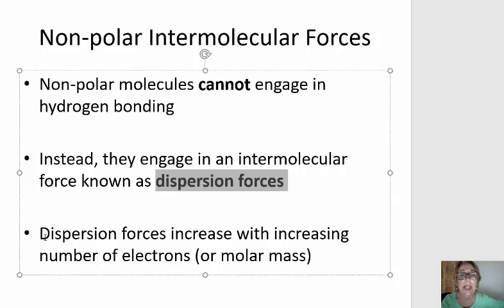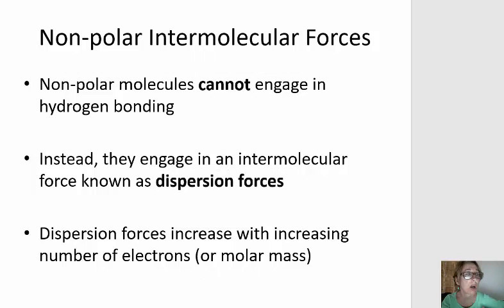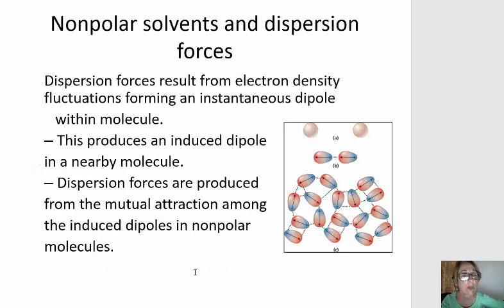Now, dispersion forces increase with increasing number of electrons. We'll see in a minute how dispersion forces are related to the number of electrons. But the more electrons you have, the stronger the dispersion forces are. And an easy way to gauge how many electrons you have is molar mass. The higher the molar mass of a molecule, the more electrons there are. So as the number of atoms or the molar mass increases, so does the dispersion force.